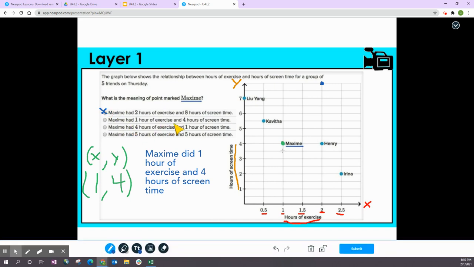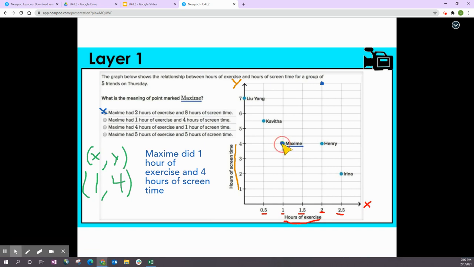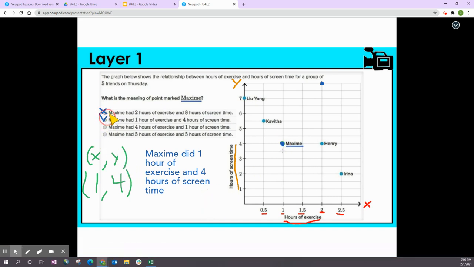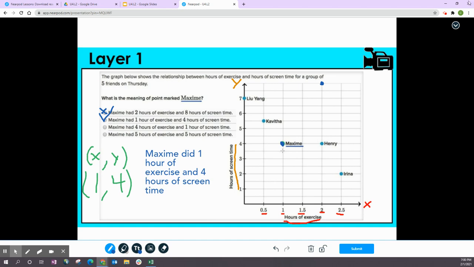Maxime had 1 hour of exercise and 4 hours of screen time. That does match the statement that I created. Let's double check our answers. If I go over 1 on the x-axis, because the x-axis represents the hours of exercise, and up on the y-axis to the 4, because that represents the screen time, I see that I end up back at Maxime's point. So the second answer choice is correct.